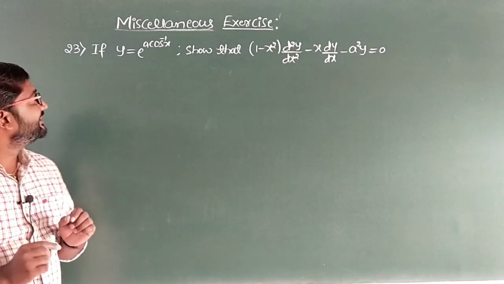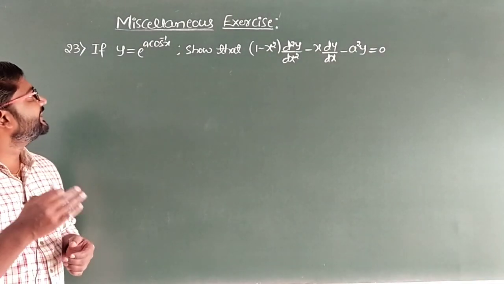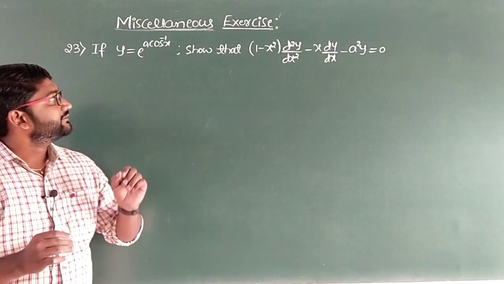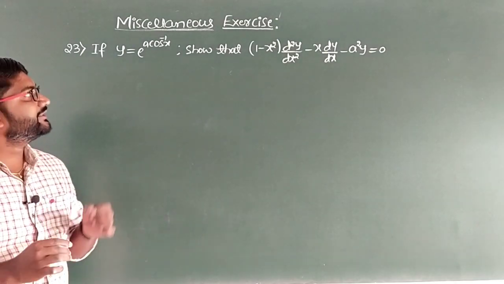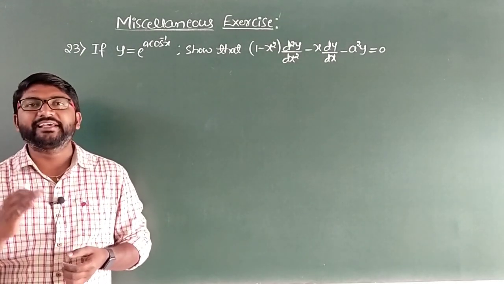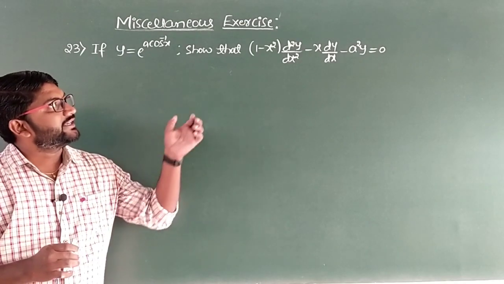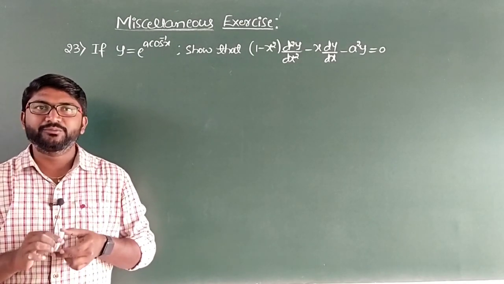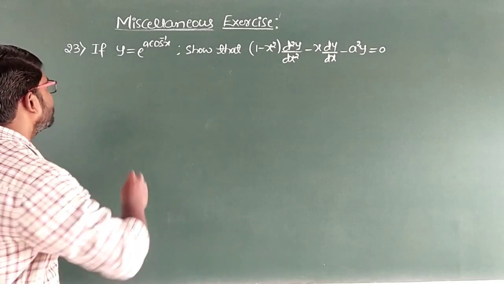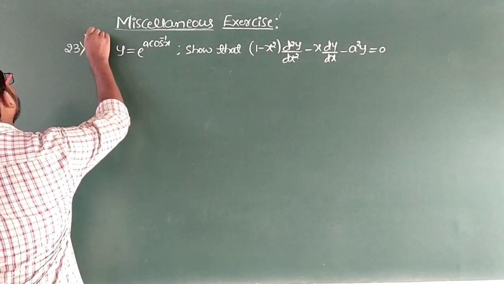Well, question number 23: if y equals e to the power a cos inverse x, then show that 1 minus x square into d square y by dx square minus x dy by dx minus a square y equals 0. So mark this as very important for 5 marks.